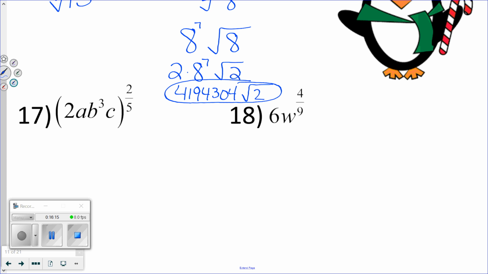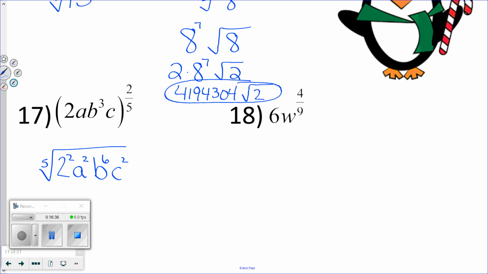17. What root? Be the 5th root. Oh, I know what you were doing. Just hang tight for a minute. So it's going to be 2 squared a squared b to the 6th and c squared.